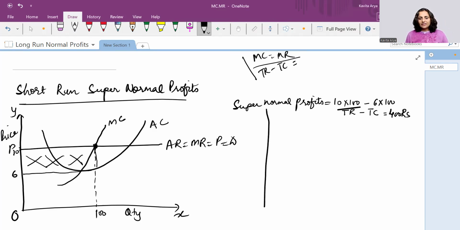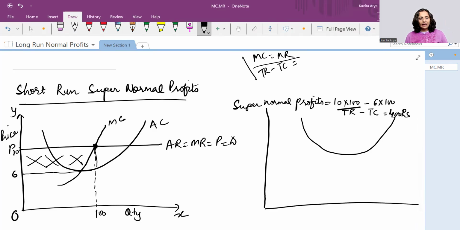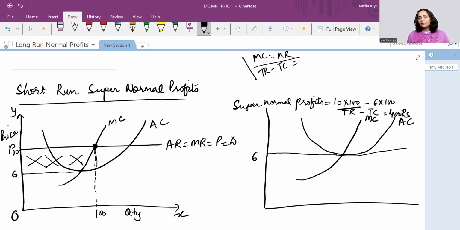So we have this diagram of long run wherein our cost structures are these only, right? We have made the cost structure at 6 level only, right? Where this is AC and this is MC. But now that many other firms have joined the market and supply has increased and prices have crashed, so price instead of 10 now comes down to 6, and hence we are able to have only the long run normal profits. We do not have any economic profits.